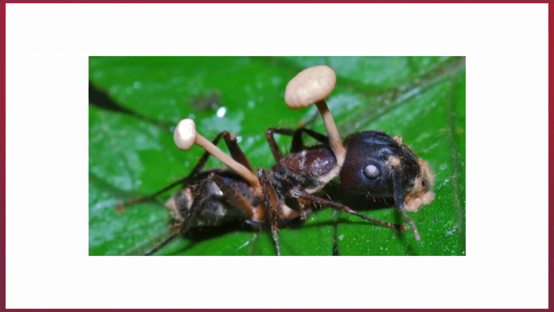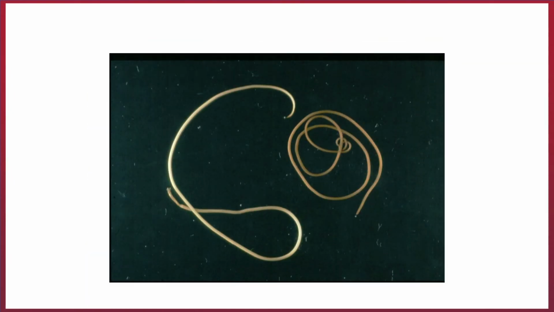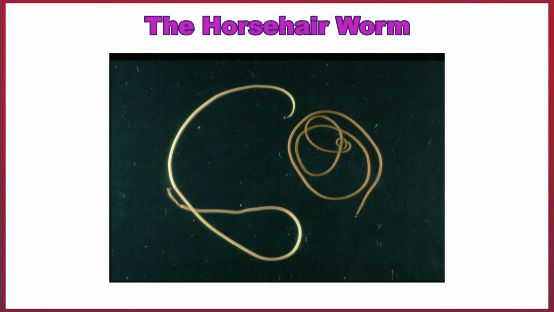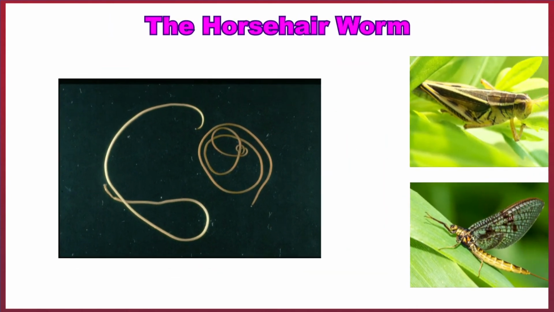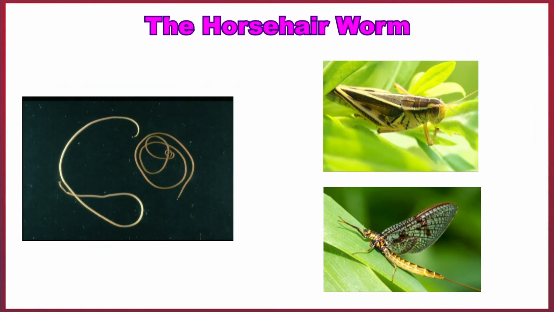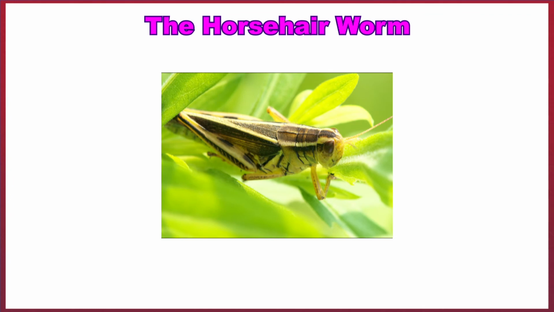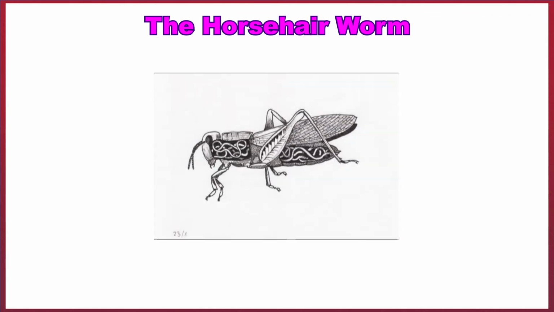Now, the zombie ant fungi might be a bit horrifying, but it's got nothing on some of the other mind-altering parasites in nature. One of these is the horrifying parasite Paragordius tricuspidatus, otherwise known as the horsehair worm. These helminths infect insects such as crickets and grasshoppers, by allowing their larvae to be eaten by the larvae of mosquitoes and mayfly, which are then eaten by the grasshoppers and crickets. Once inside a new host, the worm begins to grow and develop.